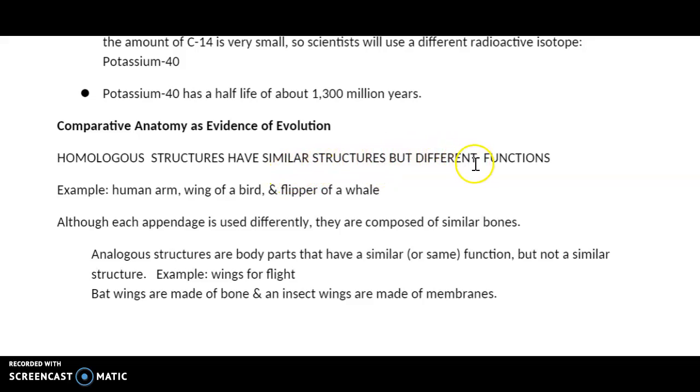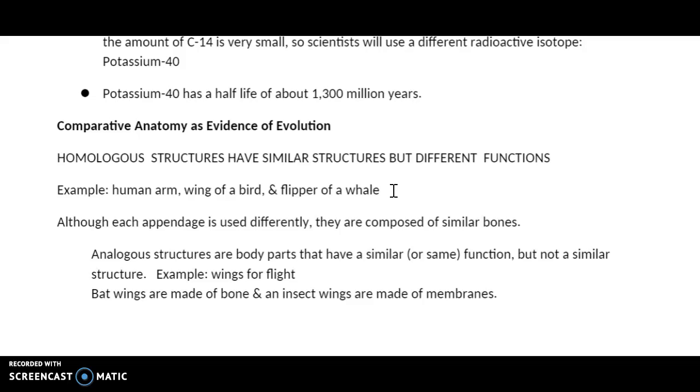And they look kind of the same, but their functions are different. For example, if we look at the bones of a human arm, with the wings of a bird, with the flipper of a whale, they all have similar structures. We have carpals, metacarpals, and phalanges, well, they have similar bones in the wings of a bird and in the flipper of a whale, so the structure is similar, but they're used for different things.